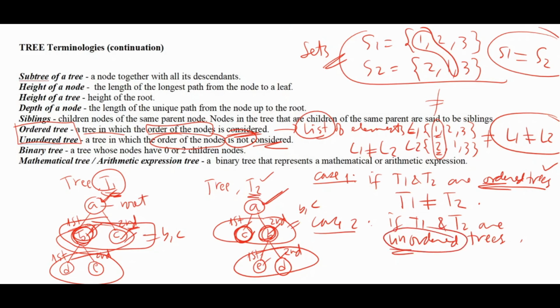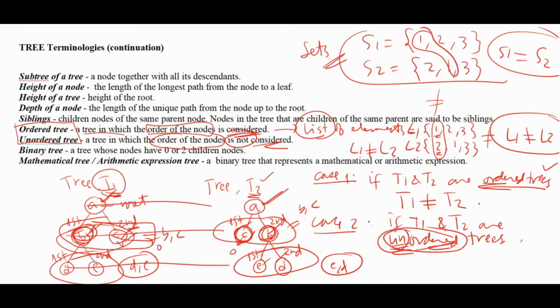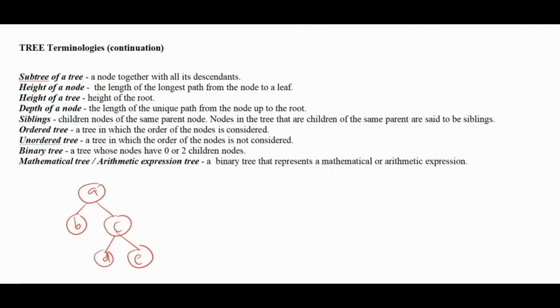These two trees, T1 and T2, are unordered trees. And therefore, it doesn't matter if you have D, E here and here E, D, as long as they have the same children. And C has no child here, C has no child here. So that's the same. C has 0 children, C here has 0 children. And therefore, at each level, they are the same. And so we could say here, if T1 and T2 are unordered trees, then T1 is equal or the same as T2.